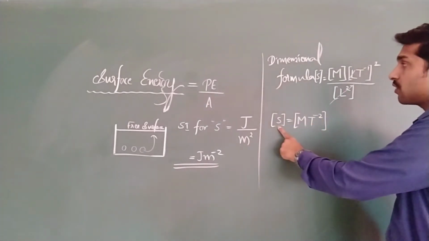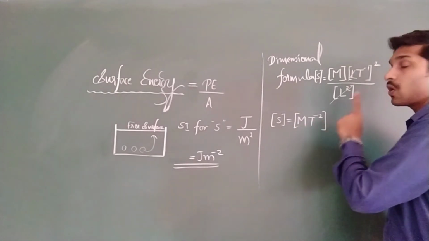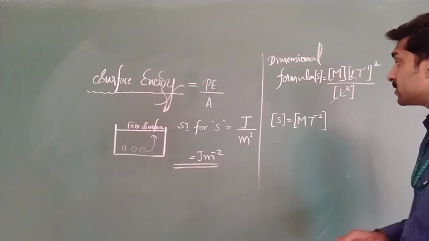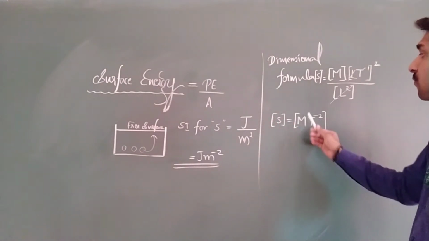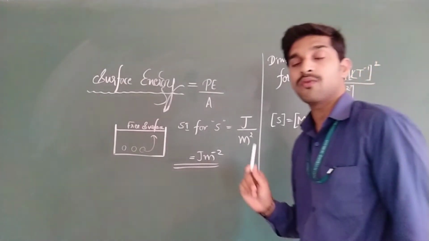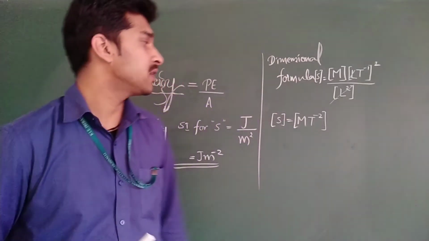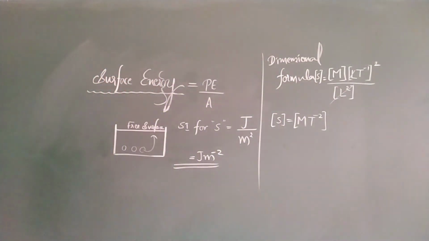Clear? Dimensional formula for surface energy is M t power minus 2, or the dimensions of surface energy is nothing but 1 in mass and minus 2 in time. Clear? 1 in mass and minus 2 in time. Clear? Shall I erase the board? Clear?